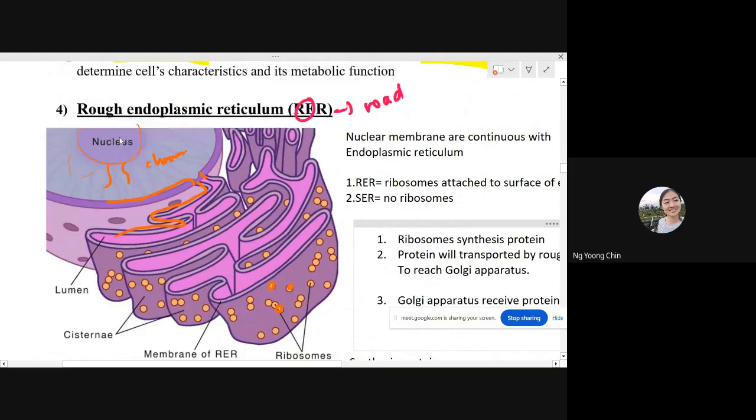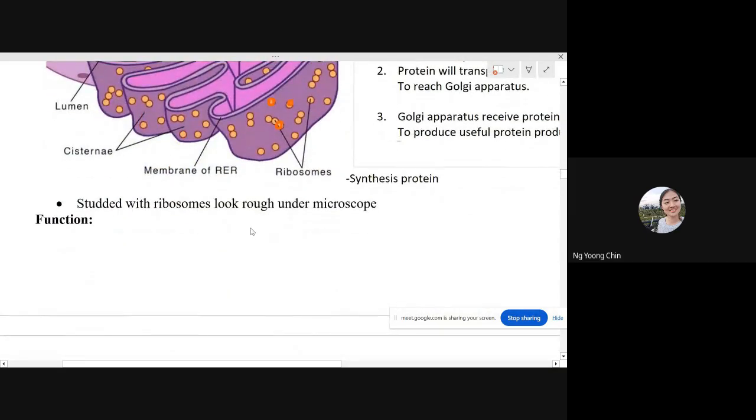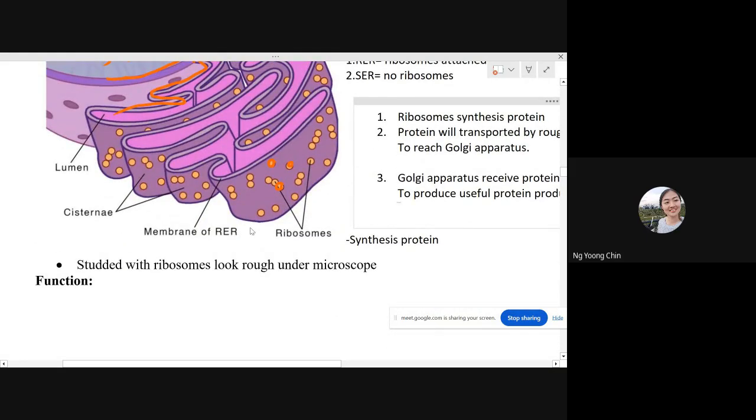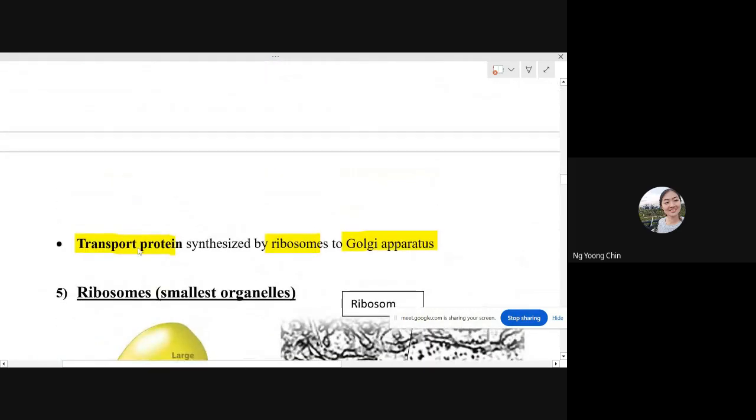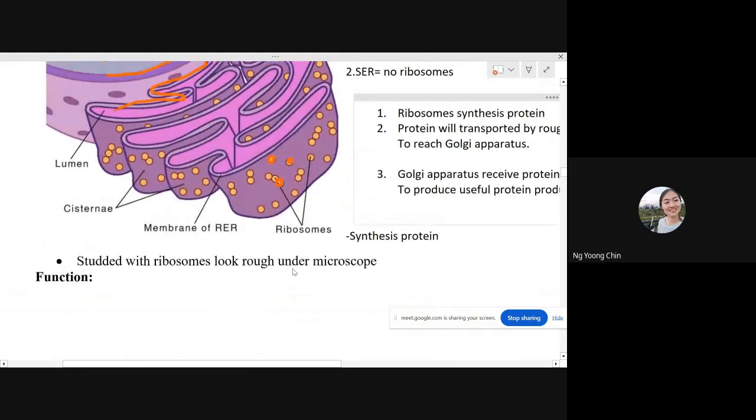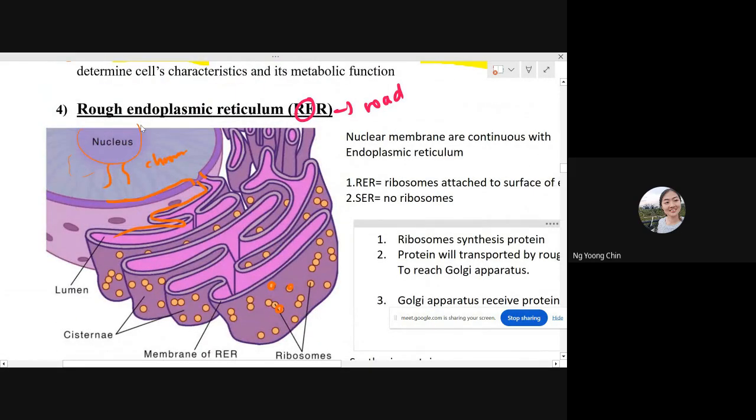So the function of the rough endoplasmic reticulum is just to transport. They're just acting like the roads. Roads allow the car to drive on it, right? So they are just acting like the road or railway to allow the protein to be transported from the ribosome, which is the place to make the proteins, until it reaches the Golgi apparatus, which is the place that modifies the proteins to make another useful product. So this is the story of the rough endoplasmic reticulum.